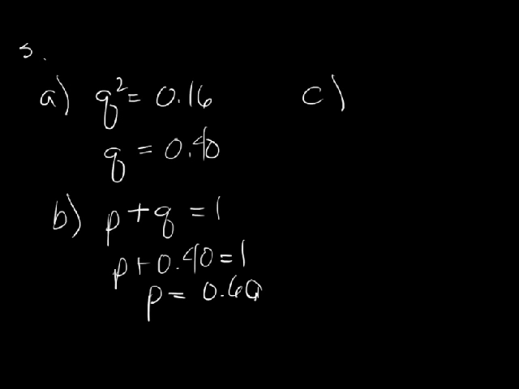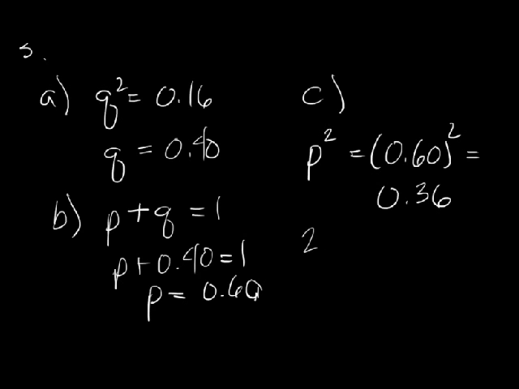Okay, and then finally C, we have the percentage of homozygous dominant and heterozygous in the population. Okay, homozygous dominant again is p squared, so that is going to equal 0.60 squared. The percent will equal 0.36, and the heterozygous are 2pq, so that will give us 2 times 0.60 times q, which is then going to give us a grand total of 0.48.